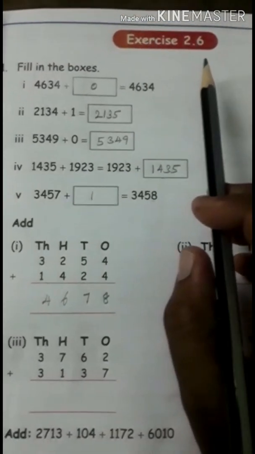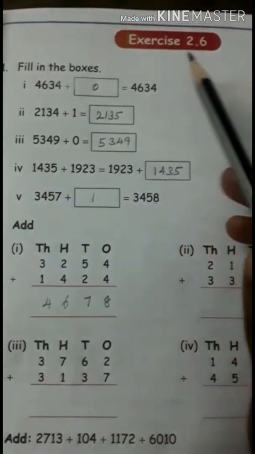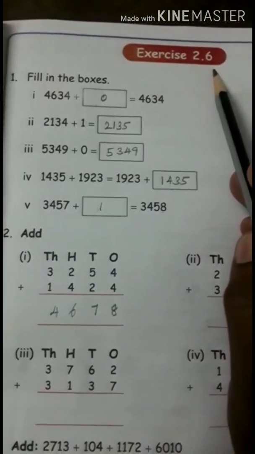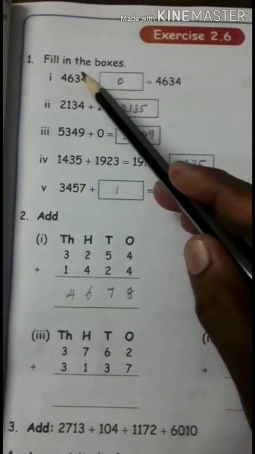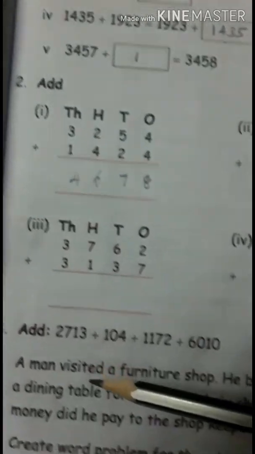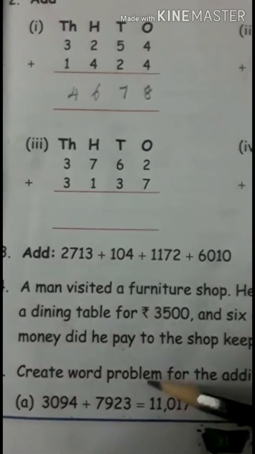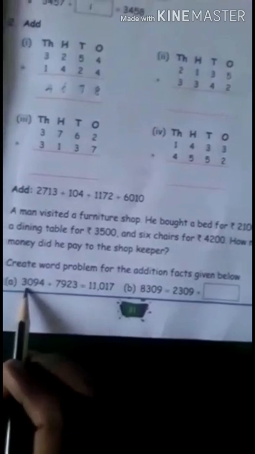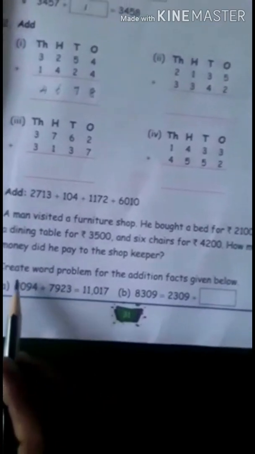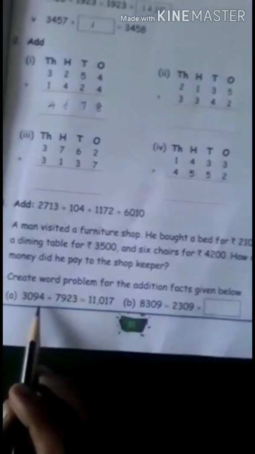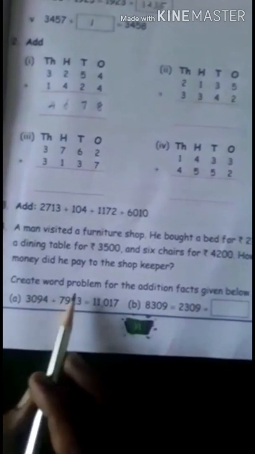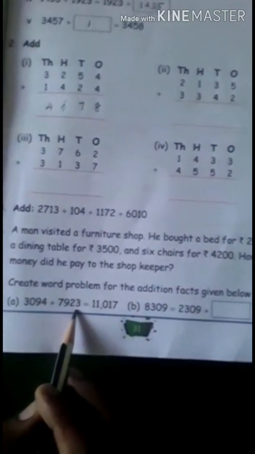Today's math class is the continuation of the previous math class. In exercise 2.6, we have already done the first 4 sums. Today we are going to see the next sum. Now fifth sum: create word problems for the addition facts given below. The numbers are given, and we have to create the word problems. So you have to try to create the word problems with your own sentences.